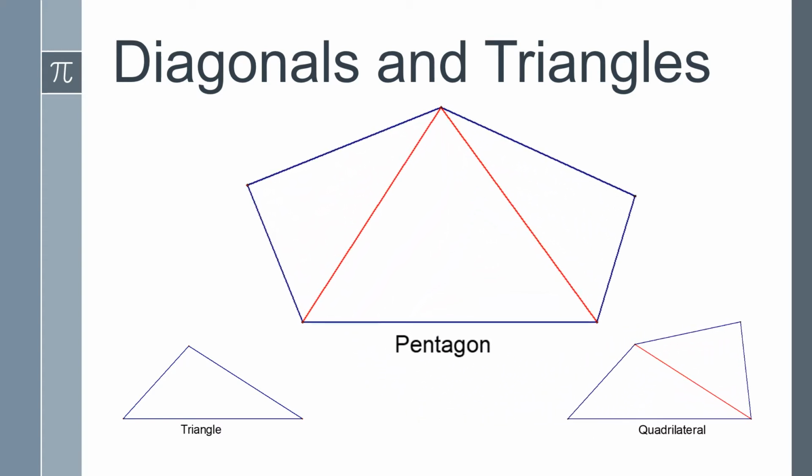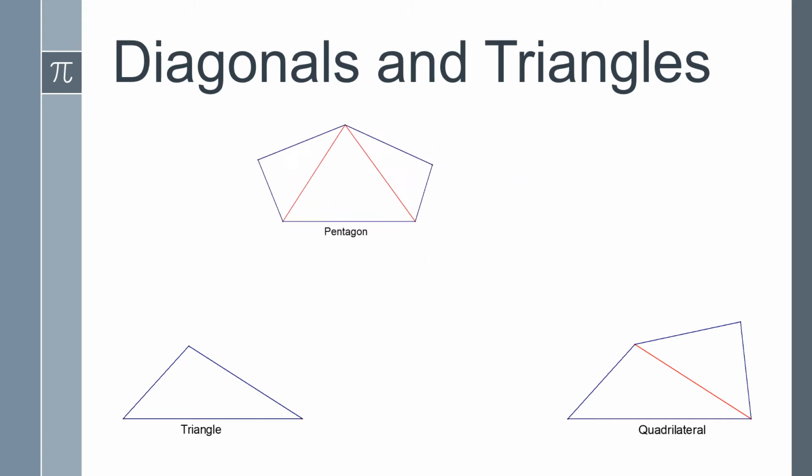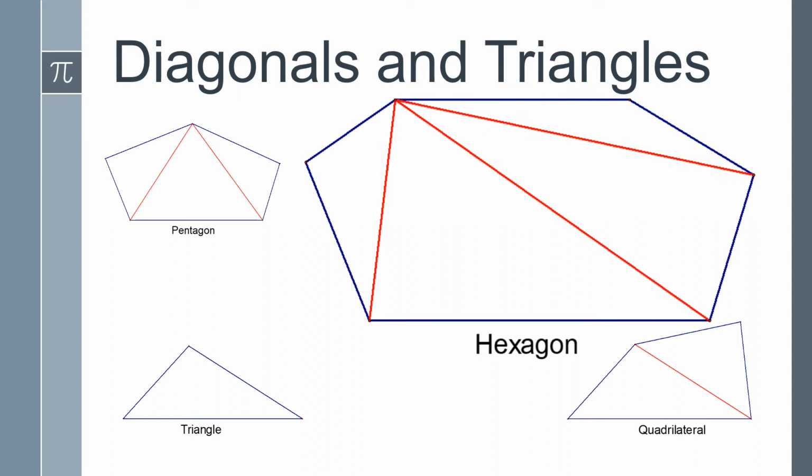Okay, here on the pentagon, if I start from here to here, you'll see that now we've got 2 diagonals. And this forms 1, 2, 3 triangles. So here we have a hexagon. And from one vertex I can form 1, 2, 3 diagonals, forming 1, 2, 3, 4 triangles.